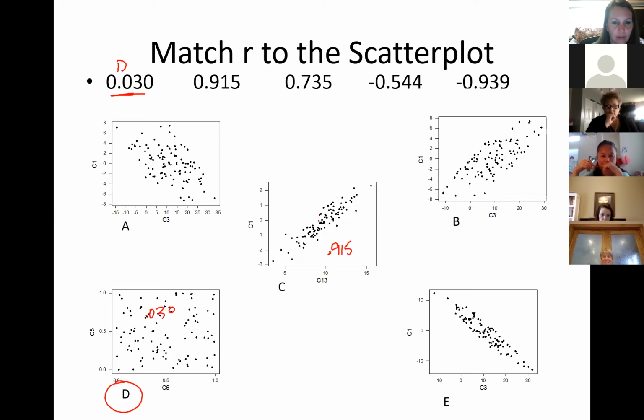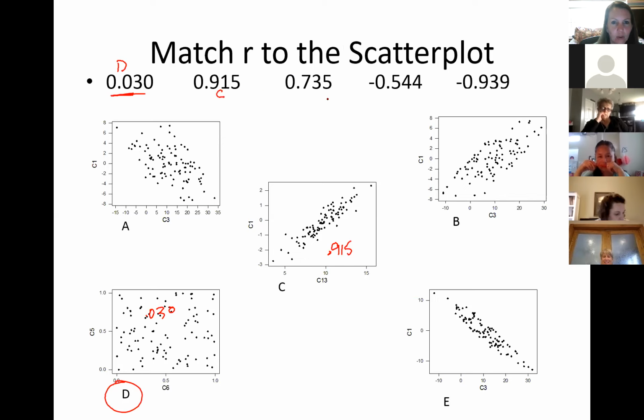0.915. Okay, and one thing you can tell about this correlation is that it's positive. So that means that on a scatter plot, the points are going to go from the lower left to the upper right, like they do here. And it's a pretty strong relationship because it's close to 1, so those points should fall pretty close to the line. Okay, so that was C.